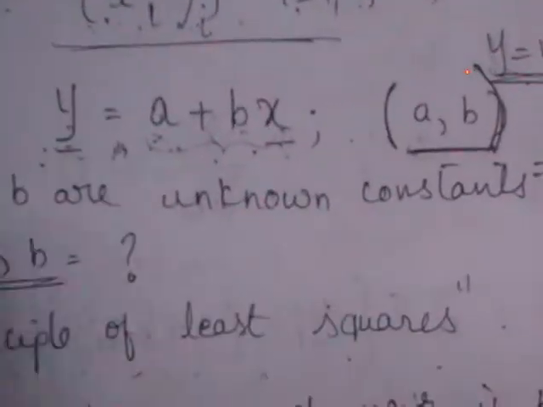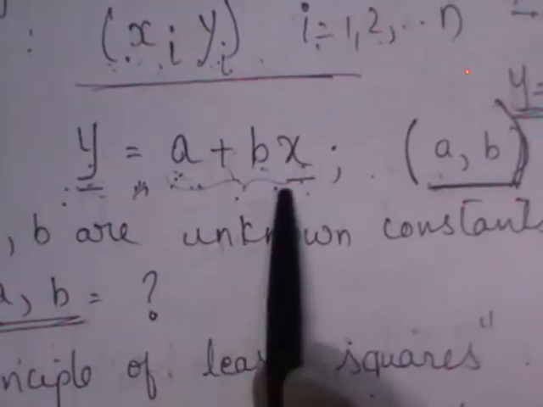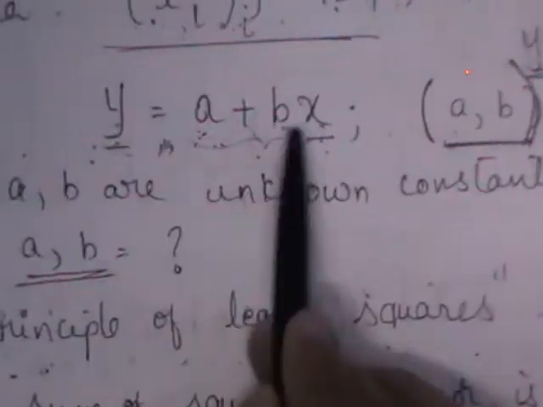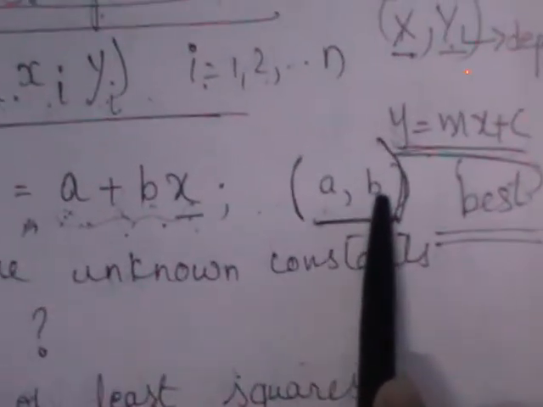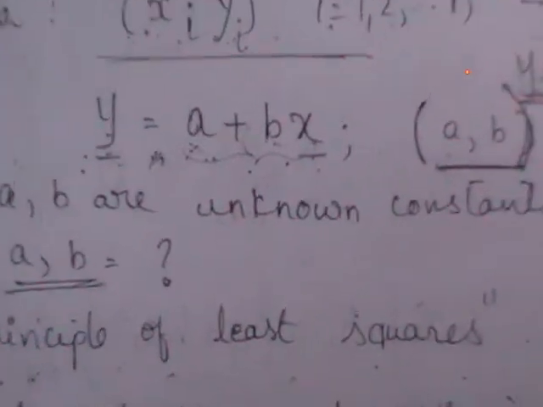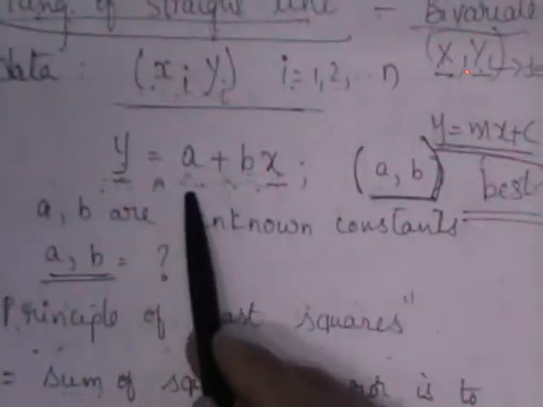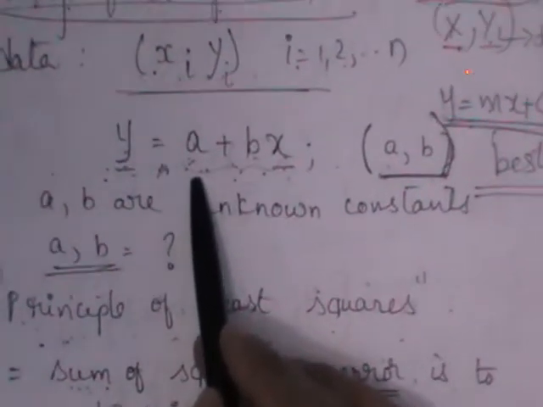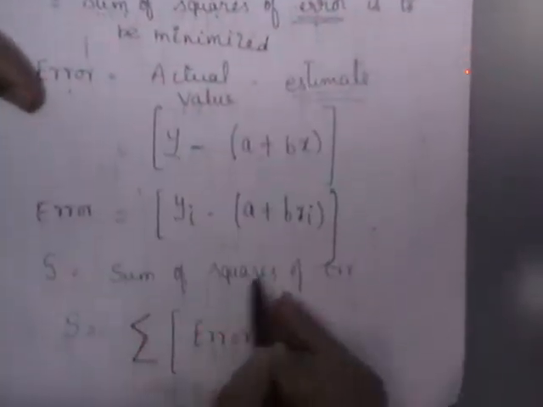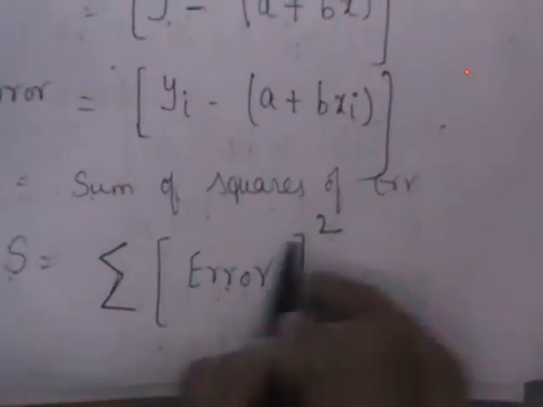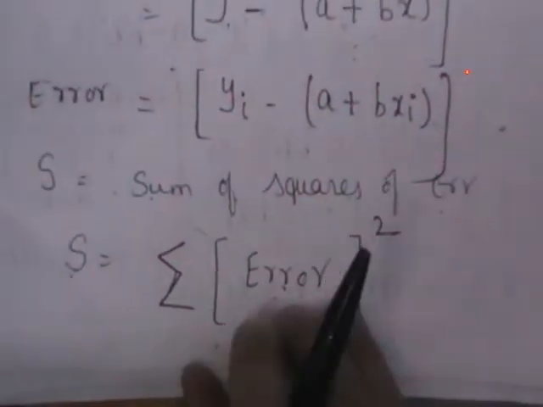First specify the curve which you are going to fit. This is the curve we are going to fit. Here x and y are the variables, a, b are the constants. Now you should find out these two constants. How do you find these two constants? They are calculated by using the principle of least squares, which tells that the sum of squares of errors is to be minimized.